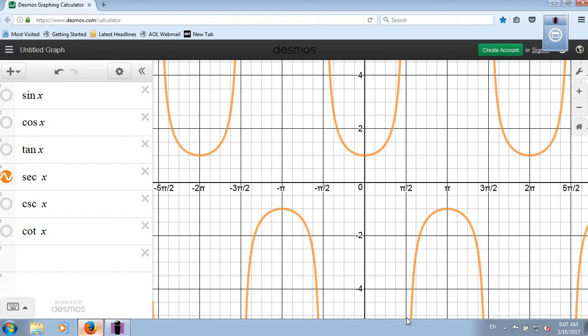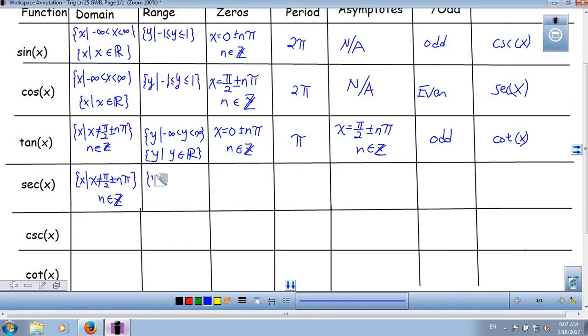In range, it can go from negative infinity all the way to negative 1, but then there's nothing between negative 1 and 1. Then from 1, you can go all the way to positive infinity. Alright, so let's go ahead and write that down. So y is from negative infinity all the way to negative 1, or from 1 less than y all the way to positive infinity.